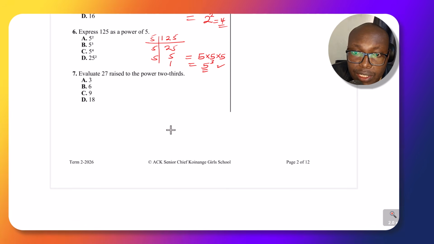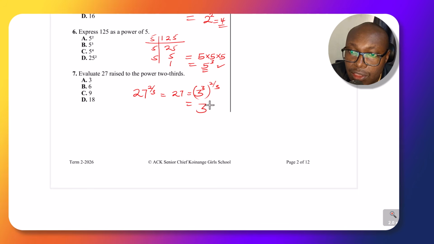Evaluate 27 raised to power 2/3. So you can start by expressing 27 in index form with the base of 3. So 27 can be written as 3 cubed. 27 is 3 cubed, and then you raise these to power 2/3.